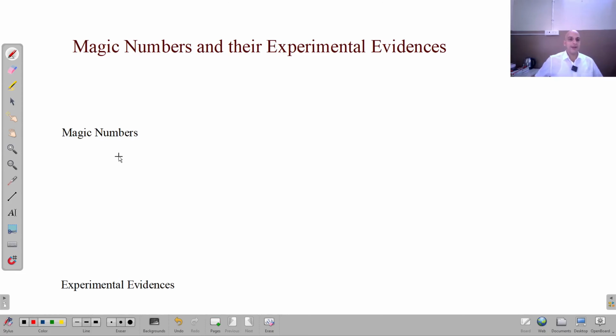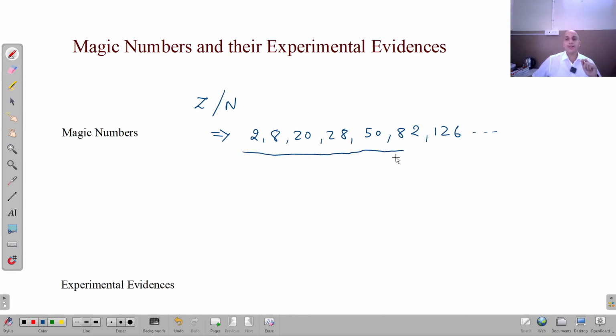So I'm coming to the magic numbers. It has been observed that in nature, those nuclei for which either Z or N or both are equal to any of these numbers: 2, 8, 20, 28, 50, 82, or 126, these nuclei are highly stable as compared to their neighbors, right? What I said is that those nuclei which have either number of protons Z or number of neutrons N or both equal to any of these numbers: 2, 8, 20, 28, 50, 82, or 126, those nuclei are extra stable as compared to their neighbors, right?